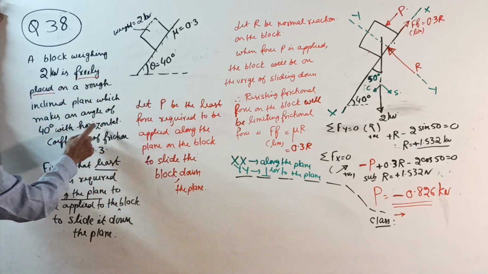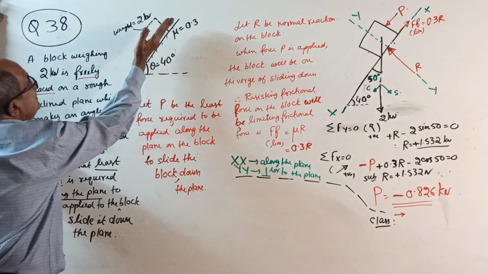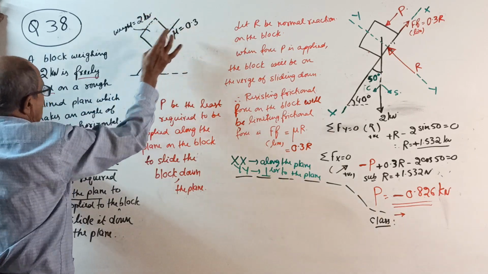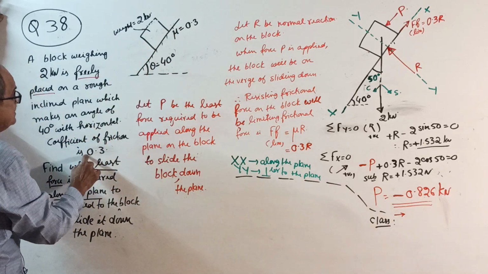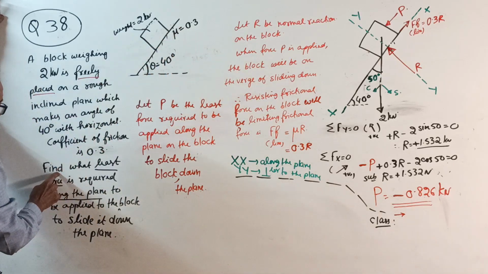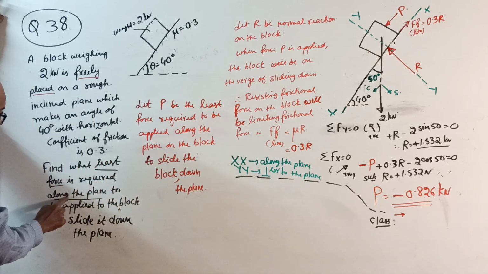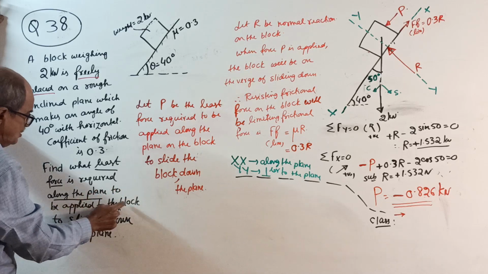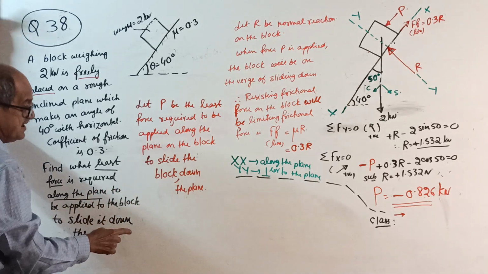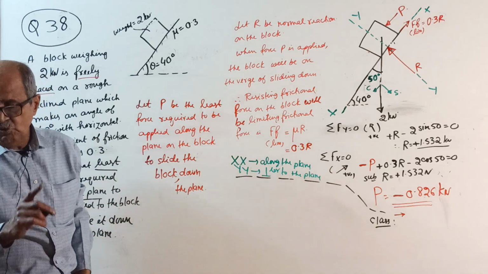angle of 40 degree with the horizontal. See here, freely placed, weight 2 kilonewton, then coefficient of friction is 0.3. Find what least force is required along the plane to be applied to the block to slide it down the plane. Oh, now the question is changing.